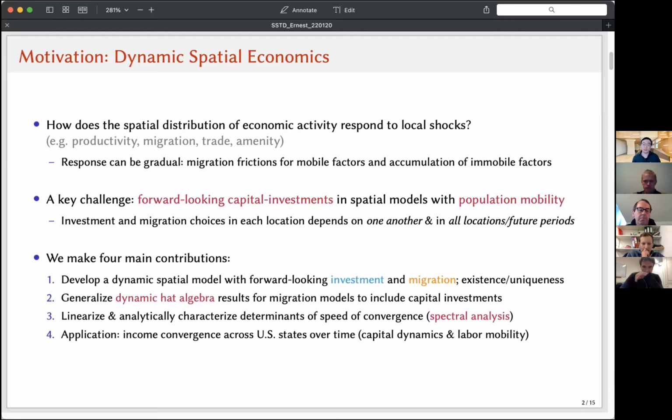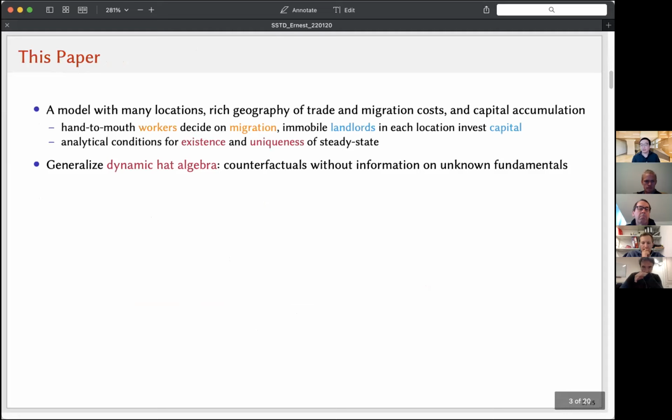And finally, there's an application. We're going to take the model to study income convergence across US states over time and highlight this very powerful interaction between capital and labor dynamics. Given the interest of time, I will not show you the model, but I will give you a high-level verbal summary of the model and a summary of what we can do in each of these bullet points.